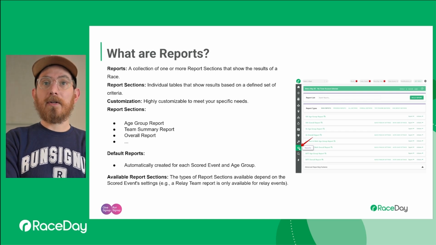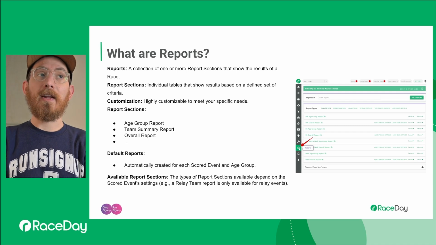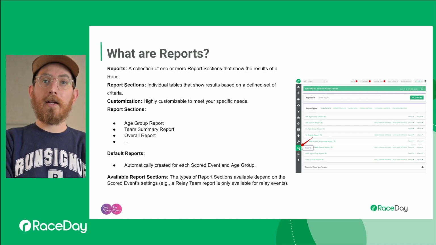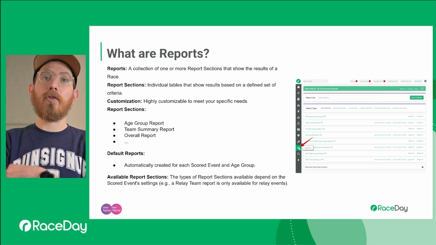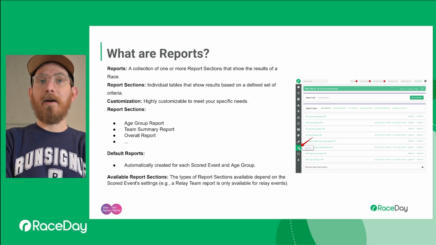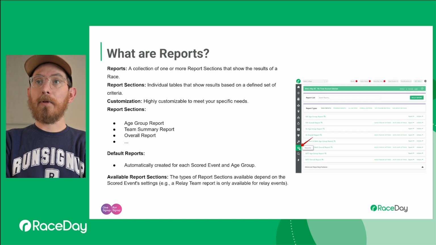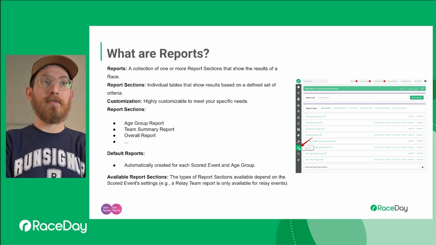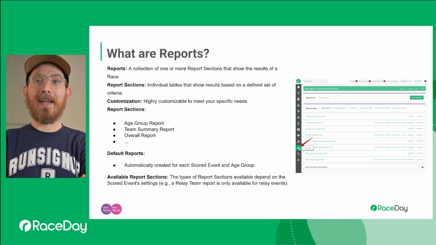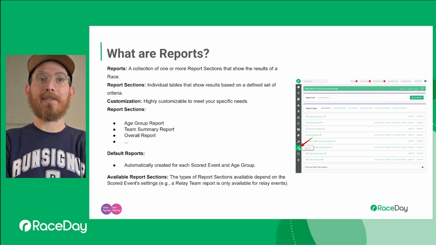Now, default reports are created for each scored event and age group. When you use RaceDay scoring, if you save scored events, it'll automatically create some reports for you based on your setup. So feel free to play around with the reports. There's a ton of options and flexibility there. Don't just say, oh, it's all there and ready for me, so I don't have to do anything.